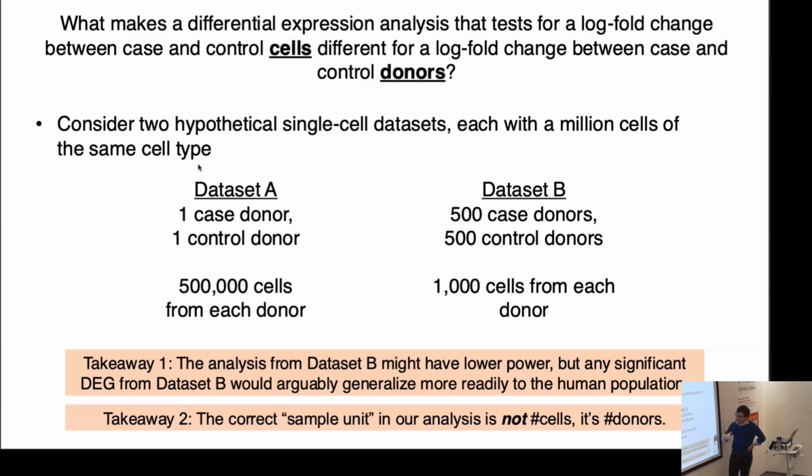And the second takeaway in the very same vein is that what drives the power in these analyses is not really the number of cells, because if the number of cells was driving the power, both of these data sets would have the same amount of power. Power to do what? In data set B, it's power to generalize towards the human population. In data set A, it's just power to find the differences between these 2 random people I happen to sequence. It's not the number of cells that drives the power, it's probably the number of donors. So that's another takeaway to help us wrap our head around what's about to come.